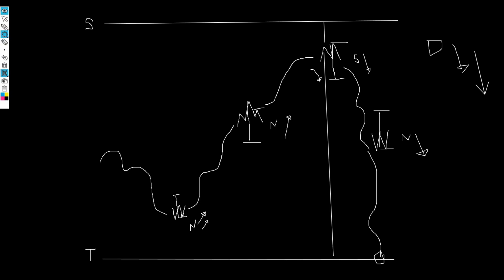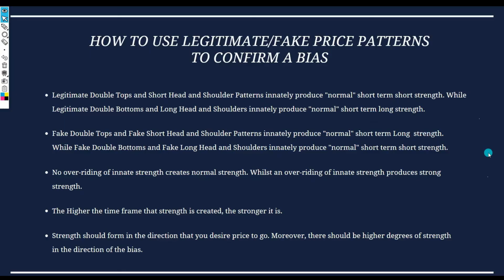Okay, so we had normal long strength in the opposing direction of the bias. However, we had a higher degree of short strength through this strong short strength created by this 1-hour fake double top. Okay, so that's the basics of using price patterns to confirm a bias. Now, I know this is a new idea for you guys, so I may be missing a few points here and there. So feel free to ask me any questions. Okay, so let's go on to the next slide.